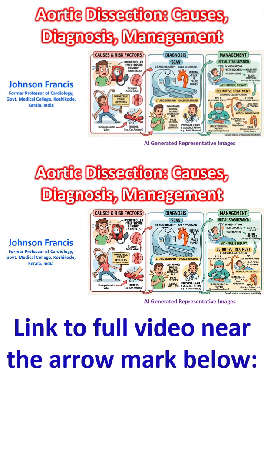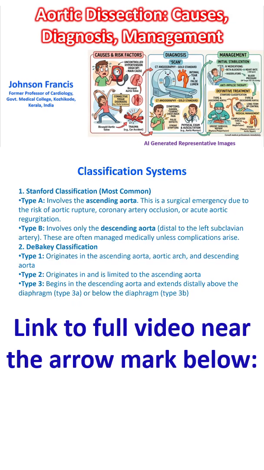Aortic dissection is a critical, life-threatening condition where a tear occurs in the intima of the aorta. This allows blood to surge through the tear, creating a false lumen, or second channel, between the layers of the aortic wall. Clinicians primarily use two systems to categorize dissections, which dictates the urgency and type of intervention required.